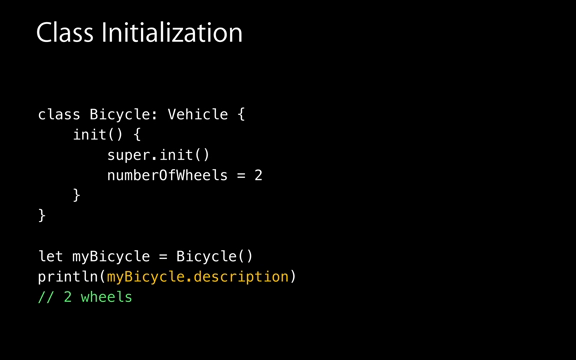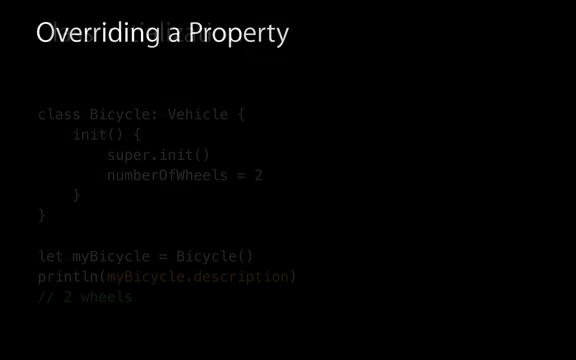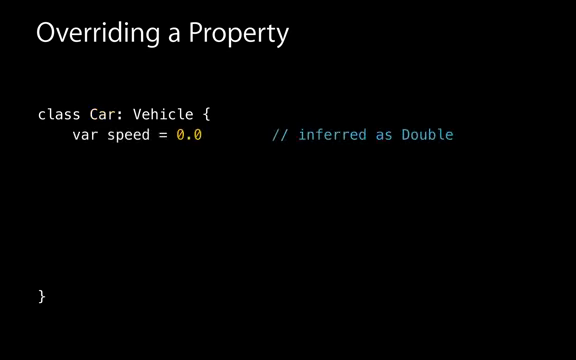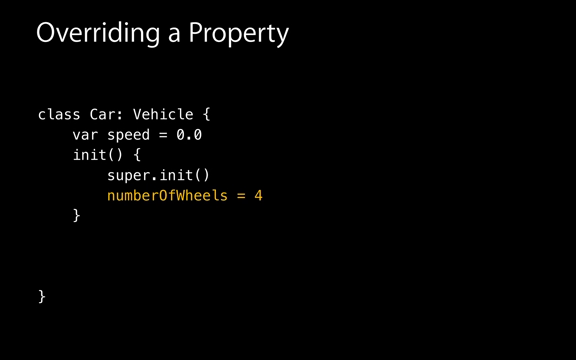But what if we want to change its behavior? What if we want it to do something different every time it's called? For this, we override the property. We'll create a new subclass of vehicle called car, give it a new stored property called speed, initial value of 0.0, so inferred to be a double. And we'll add an initializer that sets the car's number of wheels to be 4 by default. Same approach we just saw for the bicycle.